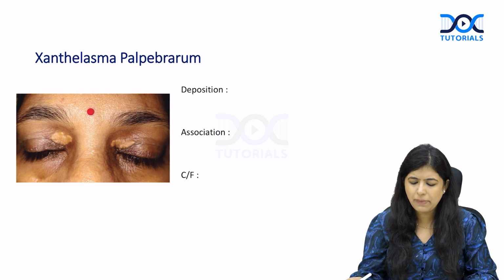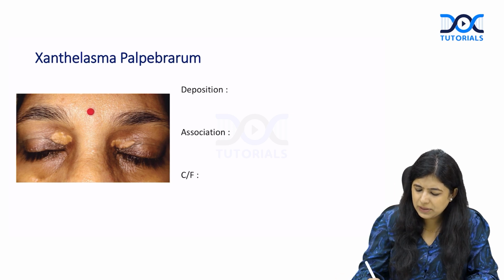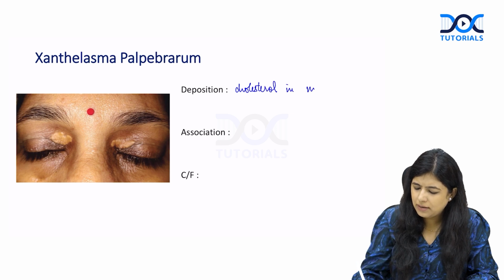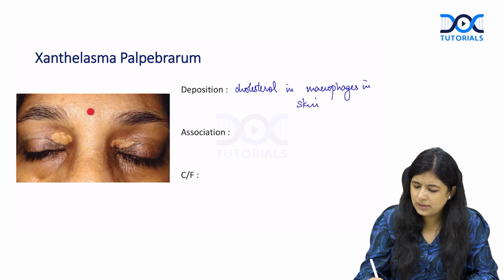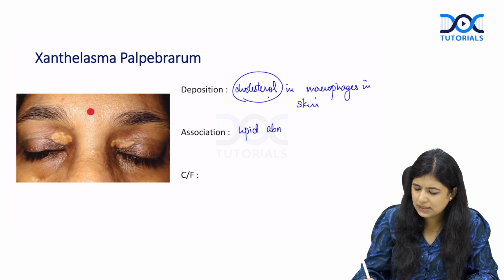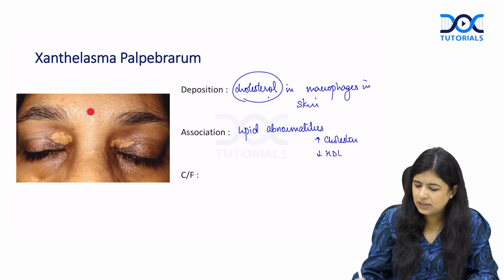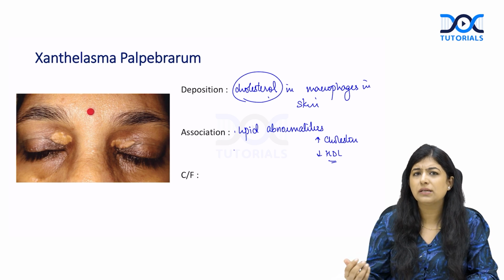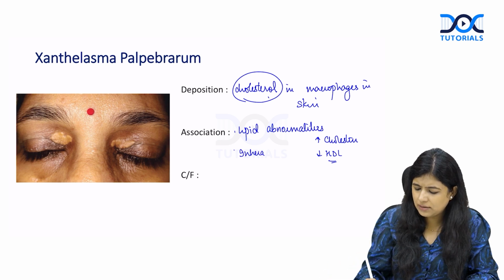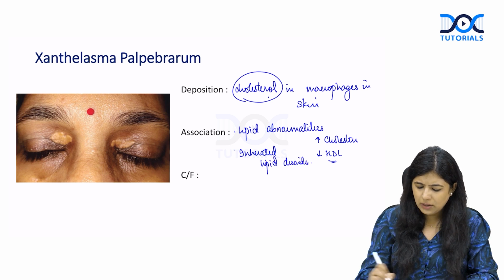The next we have is Xanthelasma palpebrarum. Xanthelasma palpebrarum happens because of deposition of cholesterol in the macrophages of the skin. So this is cholesterol deposition in the skin, commonly associated with lipid abnormalities. So this could be a patient with increased levels of cholesterol and reduced HDL. Then it could also be associated with certain inherited lipid disorders like hypercholesterolemia.